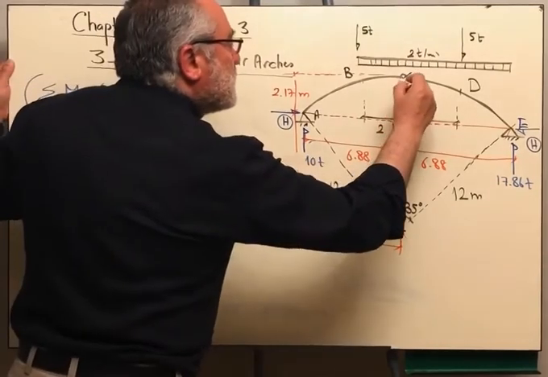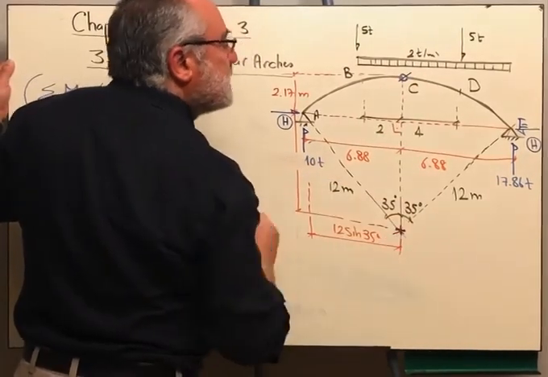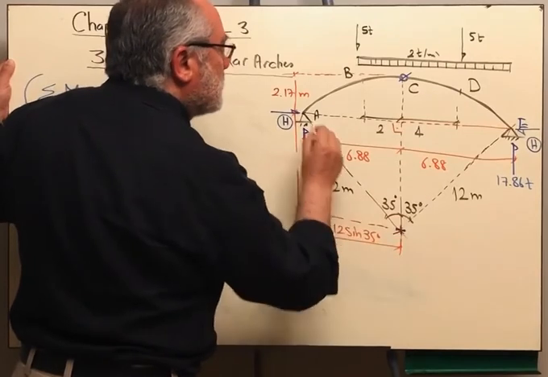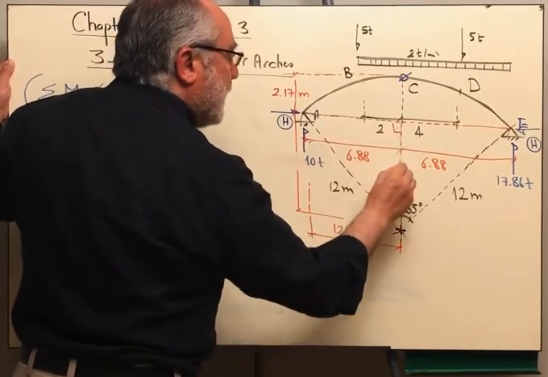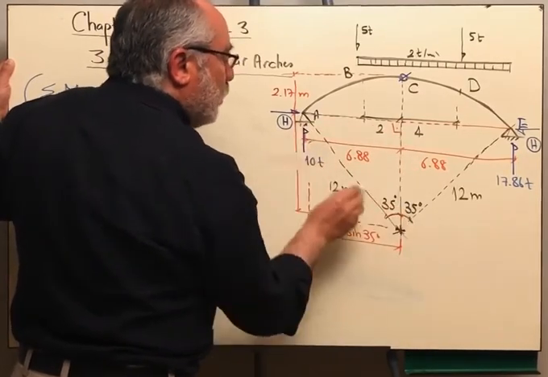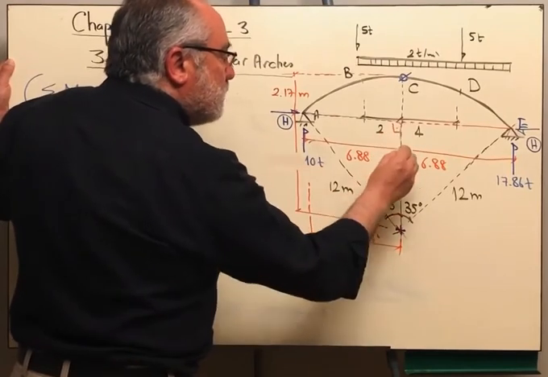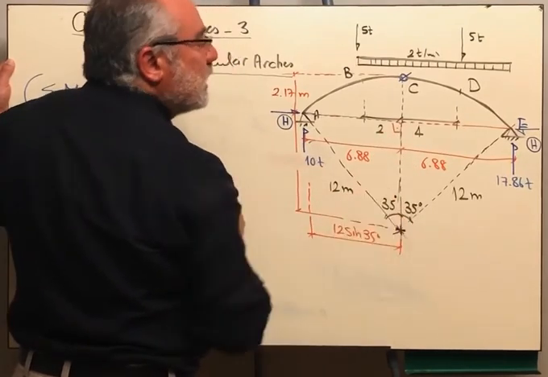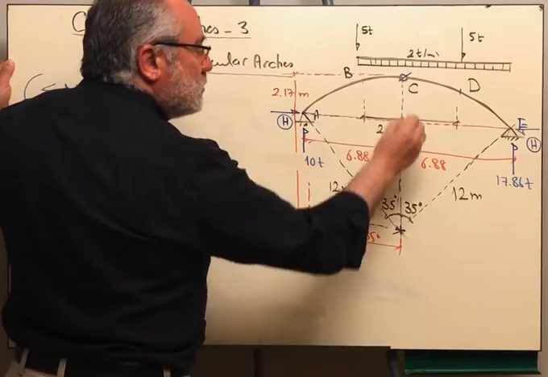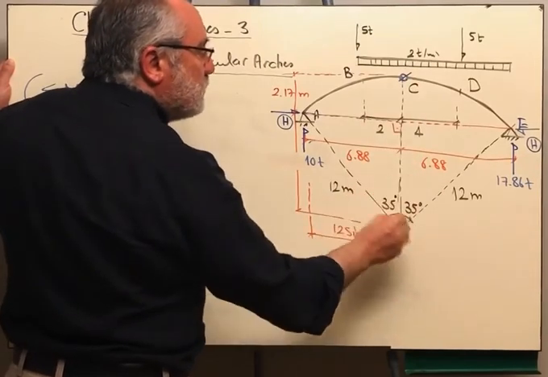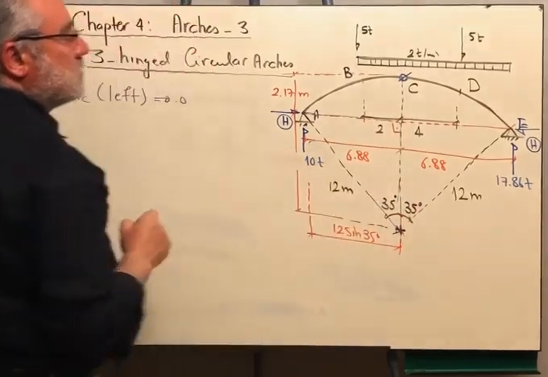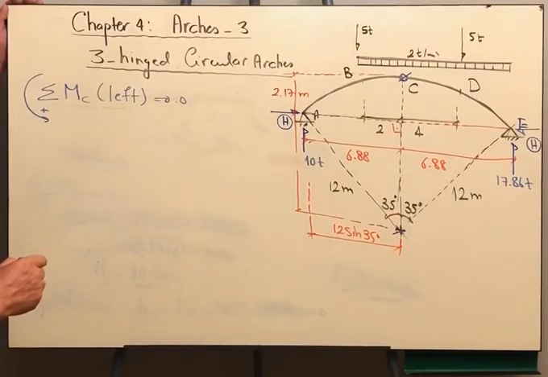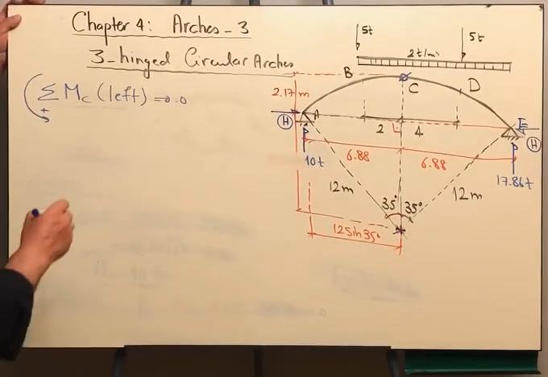We know that the distance from point C to the center of the circle is 12 meters. And we know from this right angle triangle, the hypotenuse is 12. Therefore, the adjacent will be 12 cosine 35. So 12 minus 12 cosine 35 gives us the height, or the rise of the arch at point C, which is 2.17.